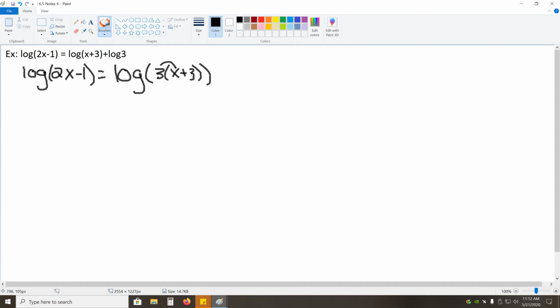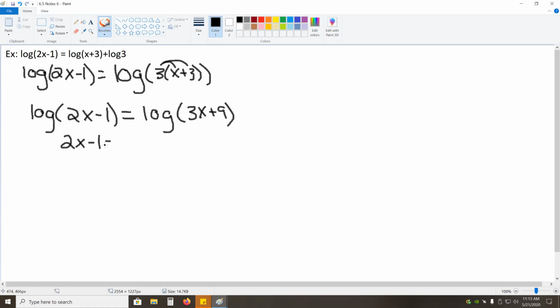Now we can go ahead and multiply this 3 into the (x plus 3). So we get log of (2x minus 1) equals log of (3x plus 9). And now we can set the insides of the logs equal to one another because we have two logs of the same base equal to one another. So we get 2x minus 1 equals 3x plus 9.